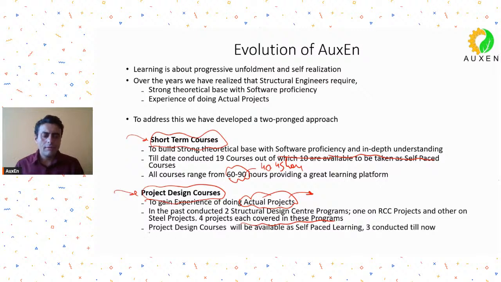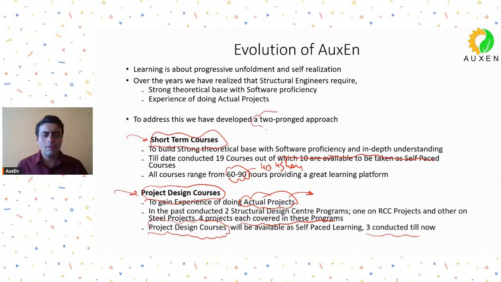And then we have, of late in the past year, also conducted three project design courses, where we have taken up actual projects and we have been doing them. So for example, an ongoing course as of now is a project design course in steel pedestrian bridge, where we have taken an actual steel pedestrian bridge project and are doing it in our live sessions. So three such courses also we have conducted till now. So that has been our strategy.